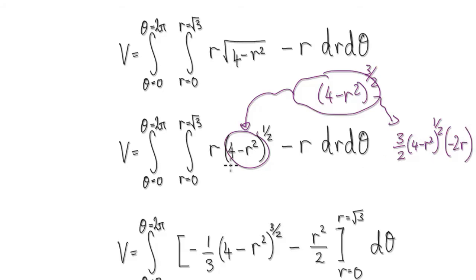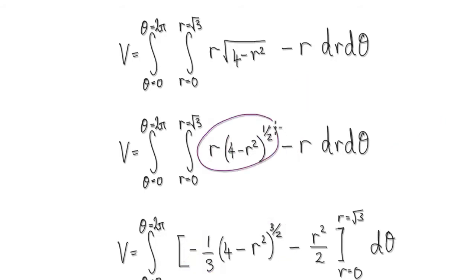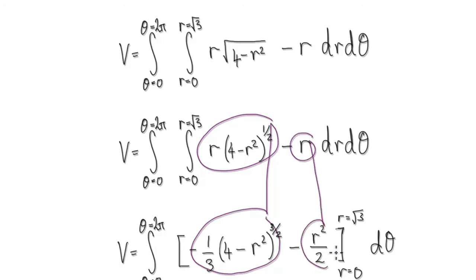But you see this r here? Well, we've done this many times. You can use substitution to integrate this. We've done this many times, so I'm expecting you to be able to integrate this. If you integrate this, it will give you this thing here, from 0 to root 3.